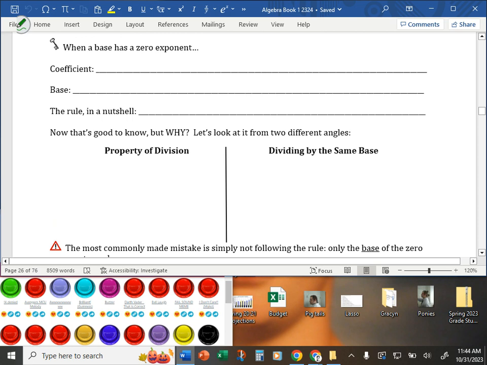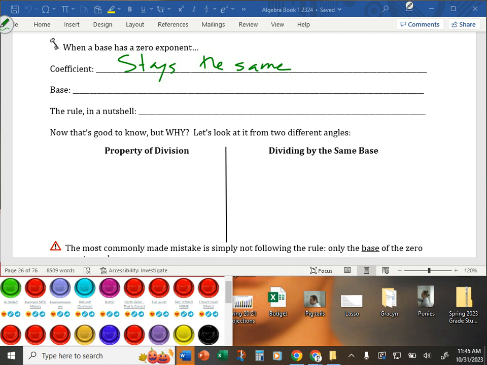When a base has a 0 power, this time the coefficient is what stays the same, because remember, a coefficient is not affected by the power. Normally we're used to the base staying the same, but in this case, the coefficient stays the same. The coefficient does not change. The base becomes a 1.